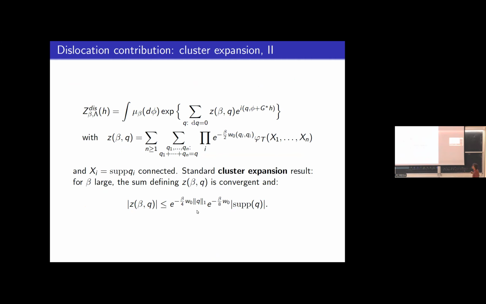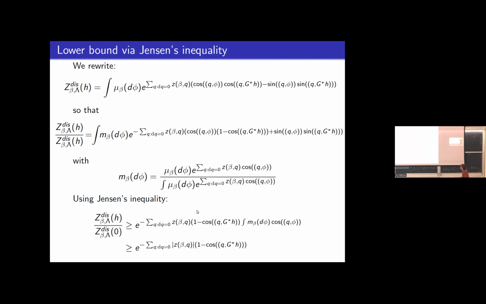This sum, as I told you, is convergent thanks to a very standard lemma in cluster expansion that you can find in many books, and the result is that the sum is not only convergent but exponentially small. Good. So you now have the average of the exponential of this summation, with these exponentially small coefficients times this exponential. You should resist three more slides.